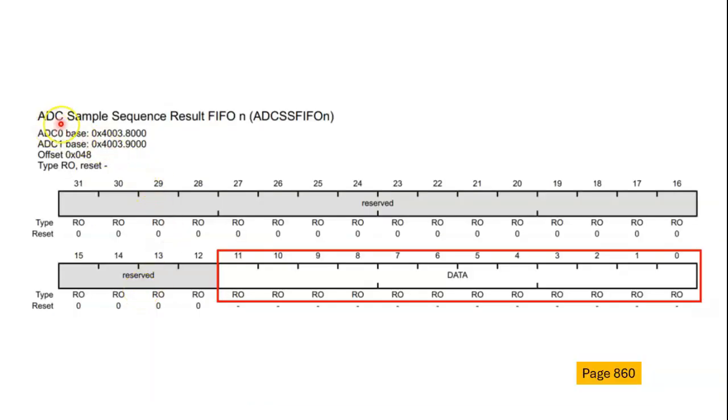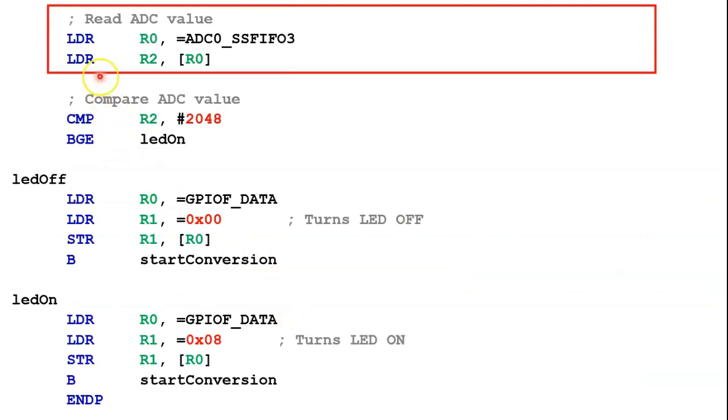Okay, so this is the ADC sample sequence result FIFO, or ADC SSFIFO N register, where N is an integer. Now this register contains the conversion results for the samples collected with the sample sequencer. Now these bits here, 0 to 11, contain the conversion result data. All right, so let's look at these two instructions here.